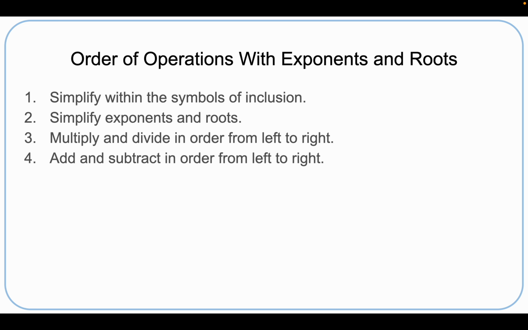And here we're going to add to our order of operations. So when we have exponents and roots, first we're going to simplify within the symbols of inclusion, within those parentheses and brackets, always starting with the innermost. Then the second step is where we would simplify exponents and roots. Thirdly, we multiply and divide in order from left to right. And lastly, add and subtract in order from left to right.